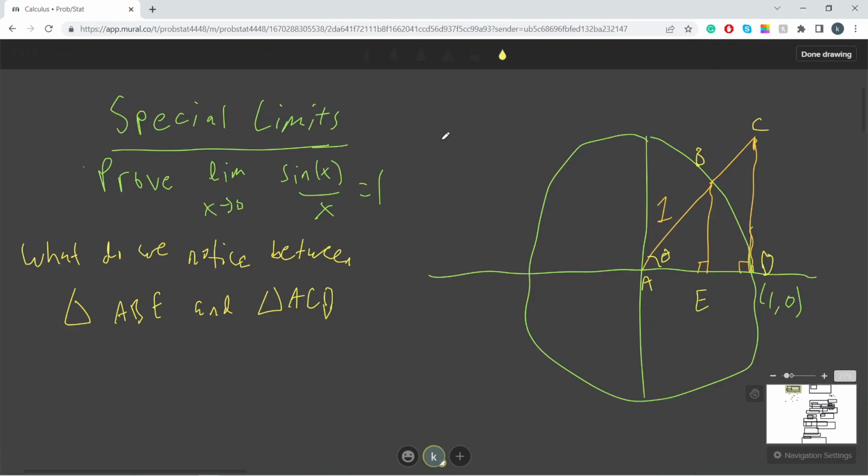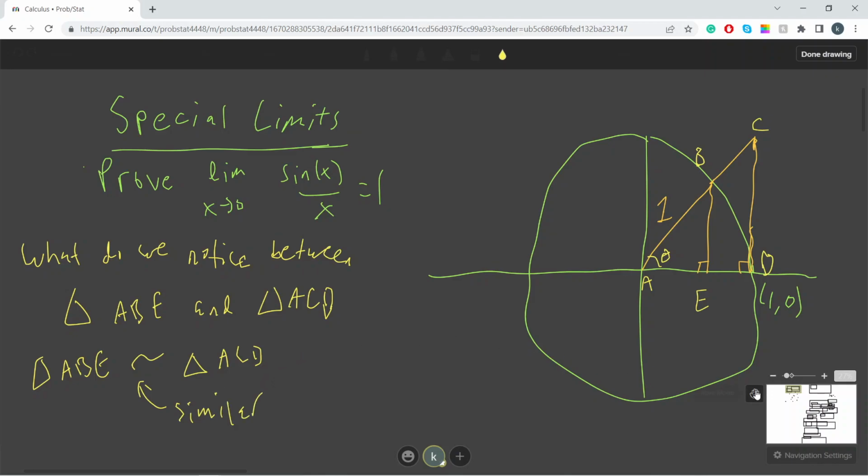But the side lengths are clearly not the same, right? So what does this mean? We know that the side lengths for triangles ABE and ACD are proportional. So we know that triangle ABE is similar to triangle ACD. This tilde here means similar.